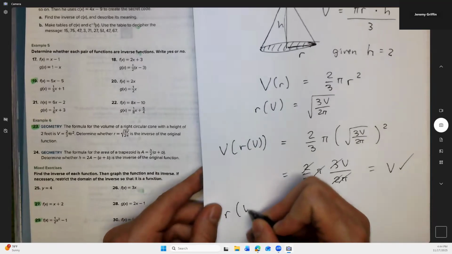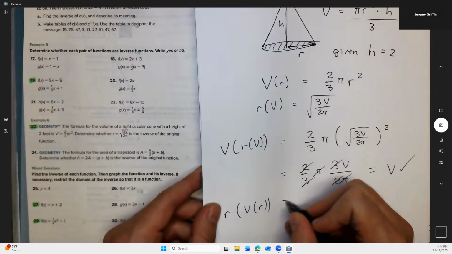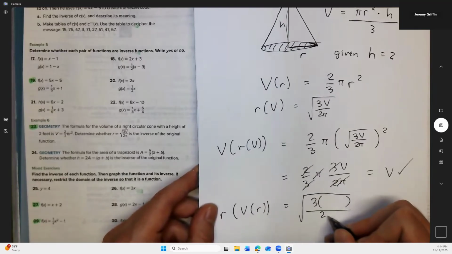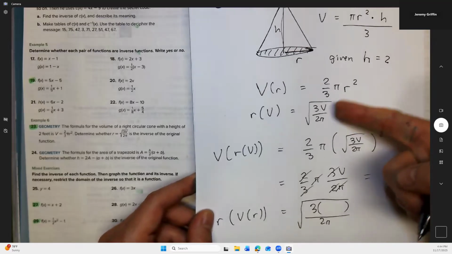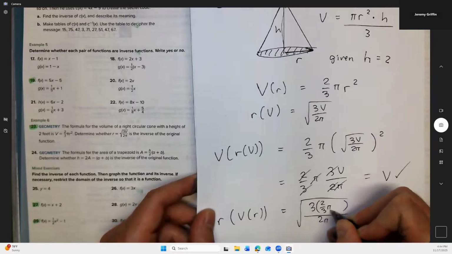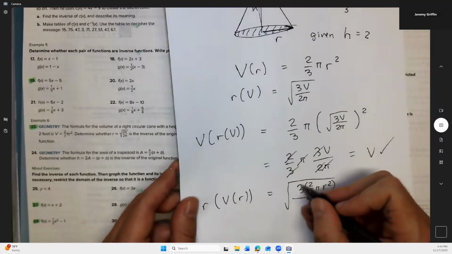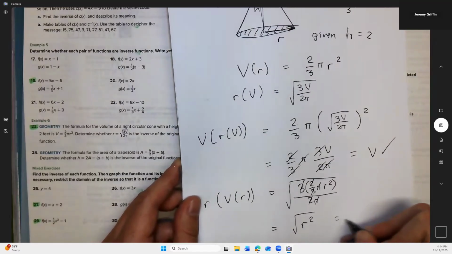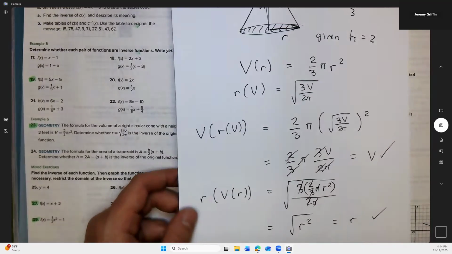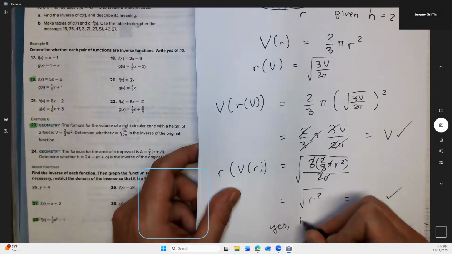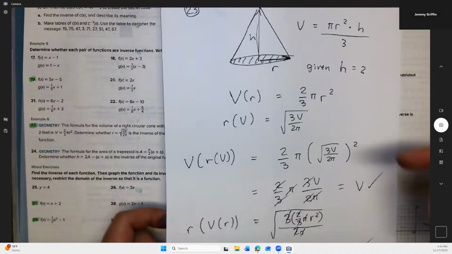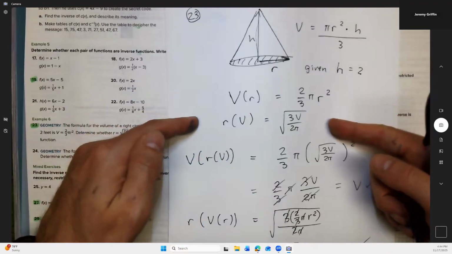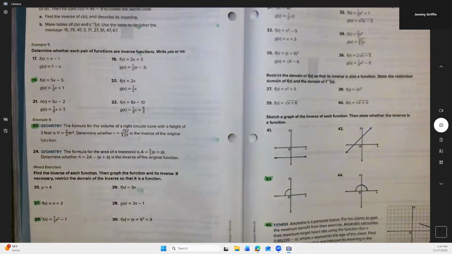What if I take radius of volume as a function of radius? I should get radius out of this. Let's see if I do. Well, the radius of something is square root of 3 times something over 2 pi. And the something here is the volume, which in terms of radius is 2/3 pi r squared. Right? So that's the square root of r squared, which is r. Ding! Yeah, so it worked both ways. So yes, inverses. Right? So now you can find volume as a function of radius, or if you know the volume and you want to find what the radius is, you can use this other expression, which is the inverse. It all works.